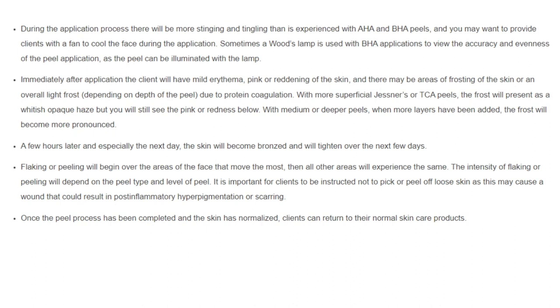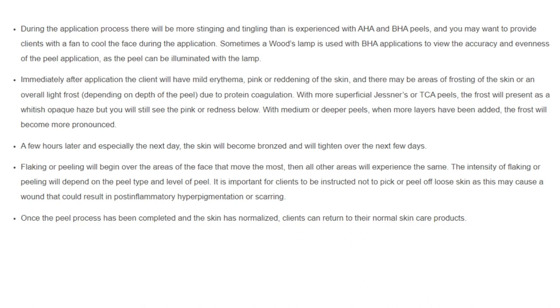A few hours later, and especially the next day, the skin will become bronzed and will tighten over the next few days. Flaking or peeling will begin over the areas of the face that move the most, then all other areas will experience the same. The intensity of flaking or peeling will depend on the peel type and level of peel.